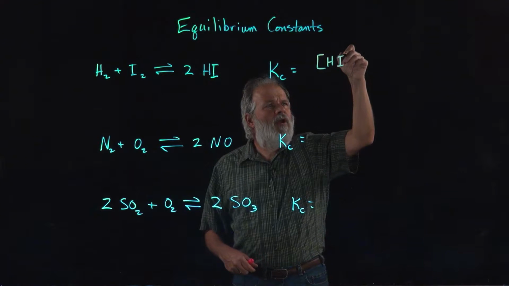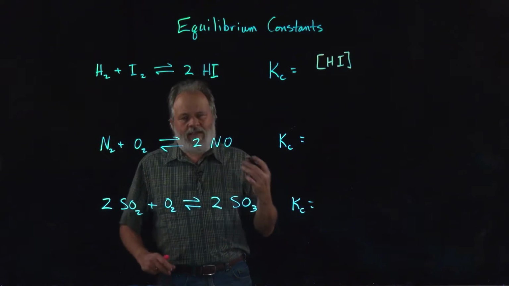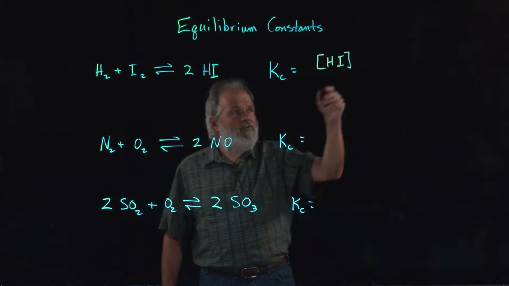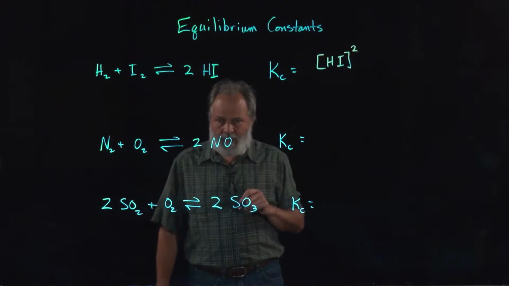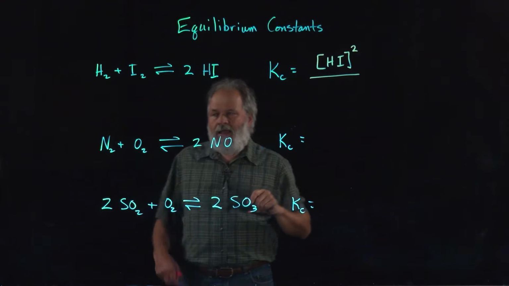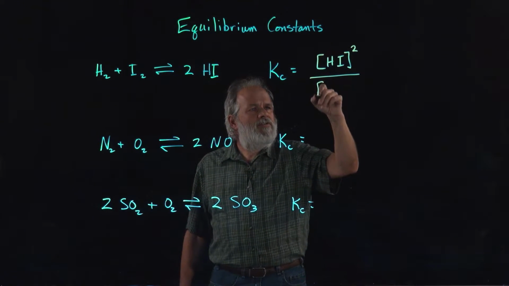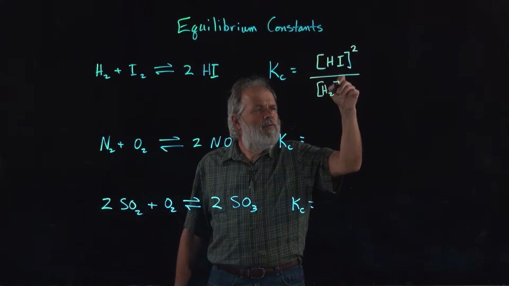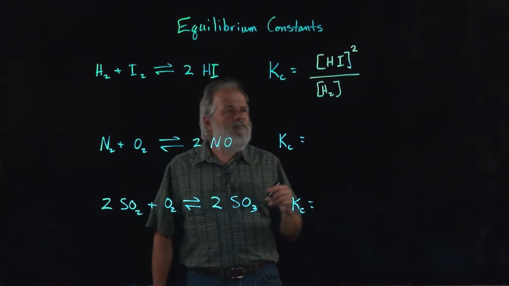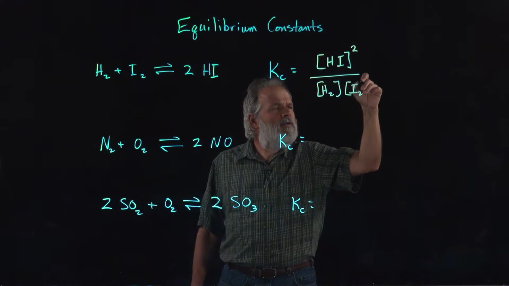and you use the square bracket to denote the concentration in molar. Technically it's not a concentration, but we're going to pretend it's the same. And then if there's a stoichiometric coefficient, you write that as a power, then divided by the reactants to their stoichiometric coefficients. So H2 to the first power, of course anything to the first power we usually just don't write the first power, and then I2 also to the first power.